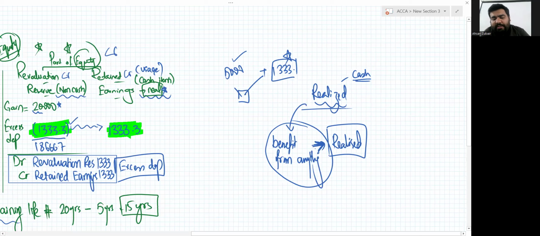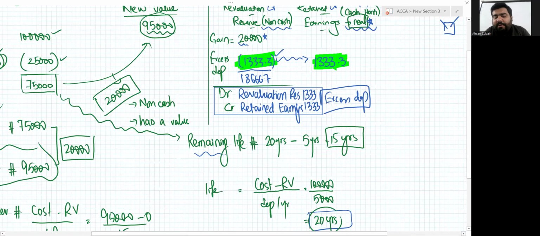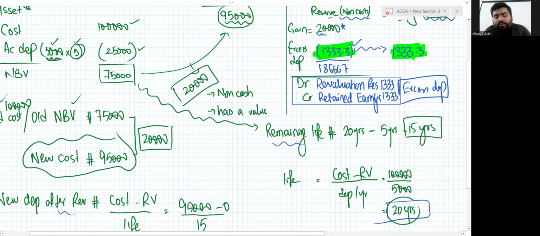This is all the concept behind that, but you don't have to explain it in the exam. They will ask for the double entry or they will ask for the value. So you have to calculate the value and put it in the double entry, right?